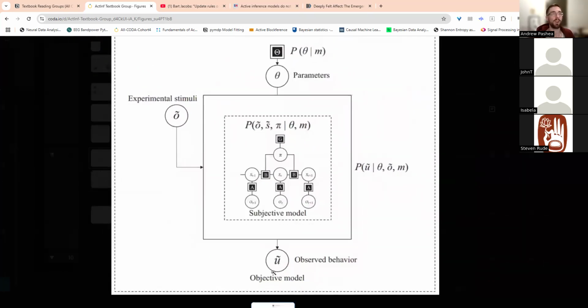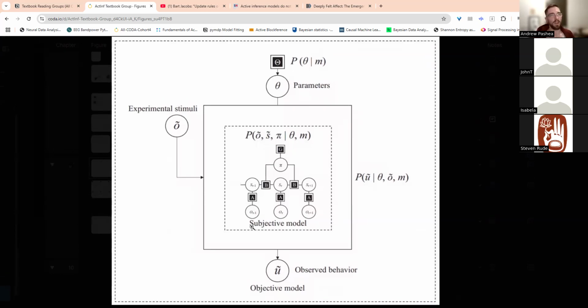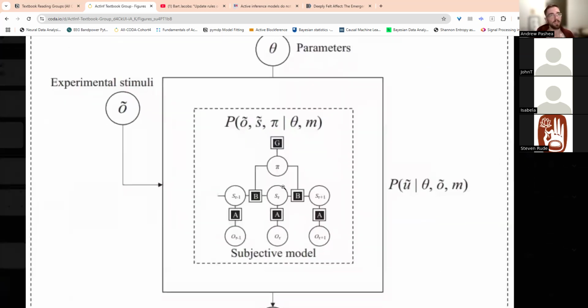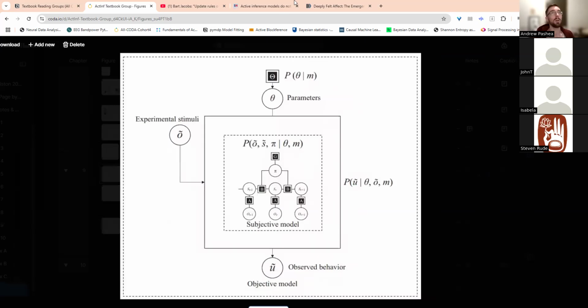So that's where we find ourselves, on the outside here. We are constructing our own objective model, or almost think of it like we're creating an object out of an agent and trying to understand how they work on the inside, right?